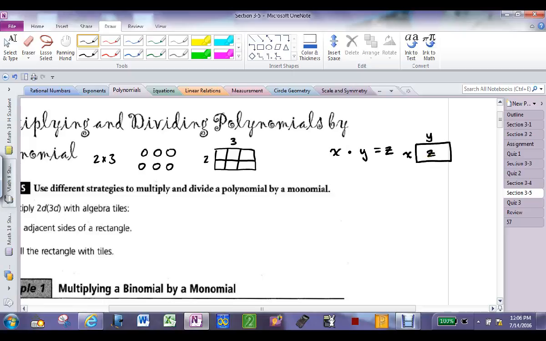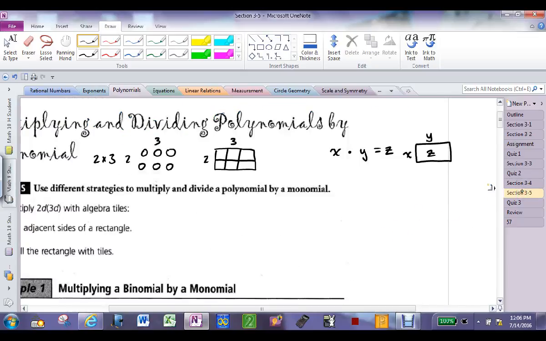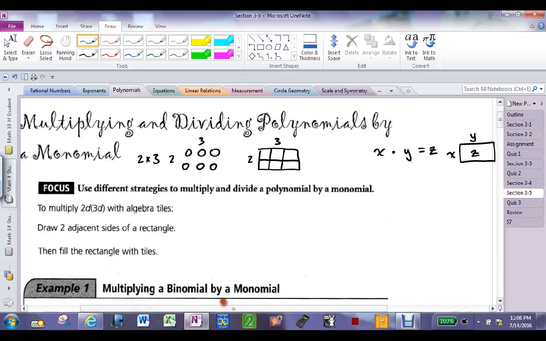Okay? Everybody good? And we've seen that all the way along. 2 times 3, 1, 2, 3. 2 times 3 with the 6 in the middle. In a rectangle, width of 2, length of 3, area is 6. In the last section, width of 2, length of 4x, multiplier, multiplicand, answer in the middle. Cool? All right, so now you already know everything you need to know to do this with algebra tiles.